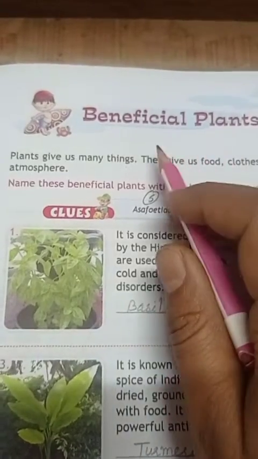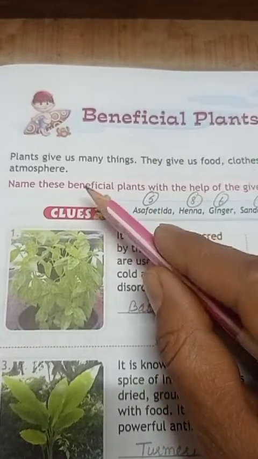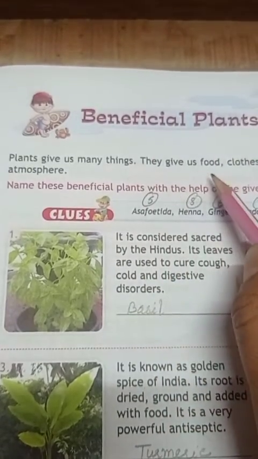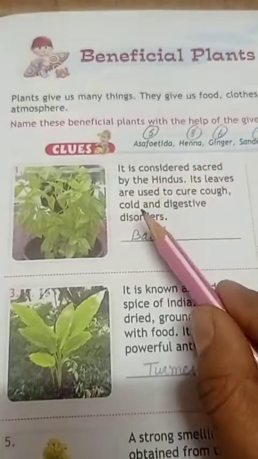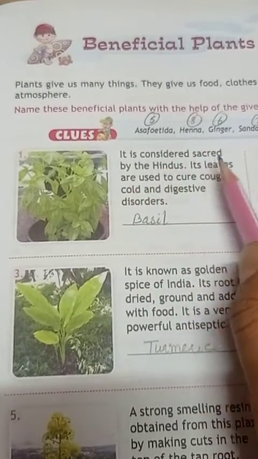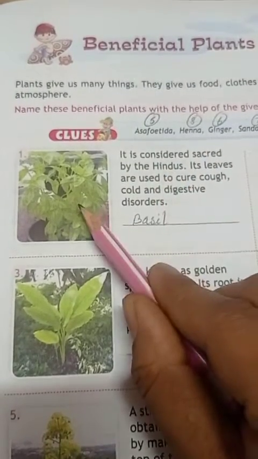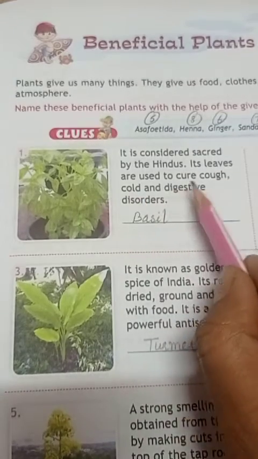Okay, children, the next topic is beneficial plants. Plants give us many things. They give us food, clothes, paper, medicine, etc. They also purify the atmosphere. So let's learn about some beneficial plants. First is, it is considered sacred by Hindus. All of you are familiar with this. Its leaves are used to cure cough.